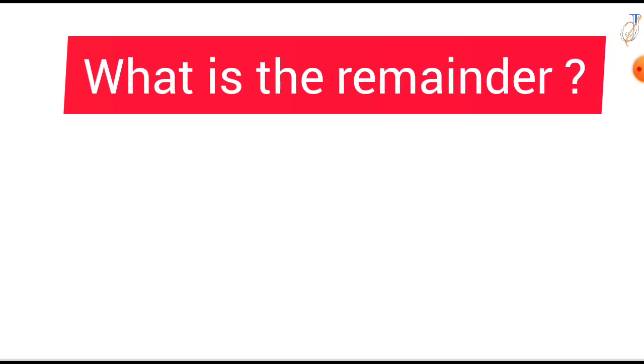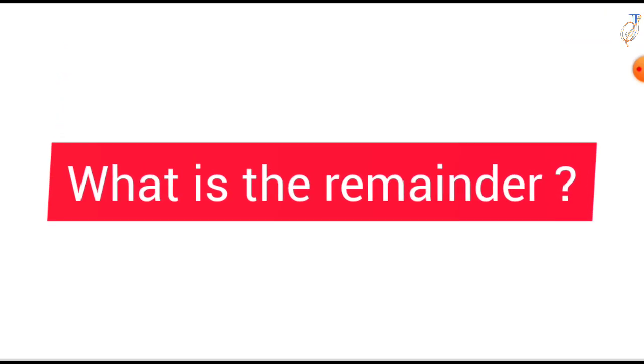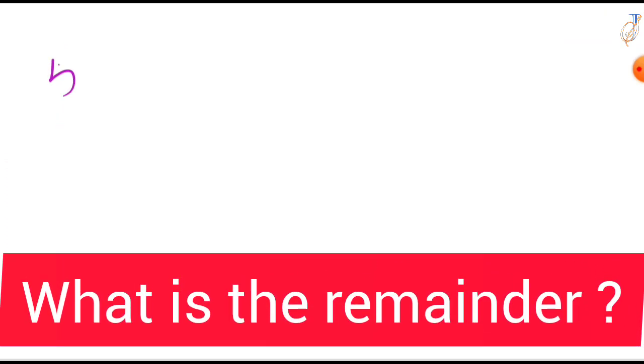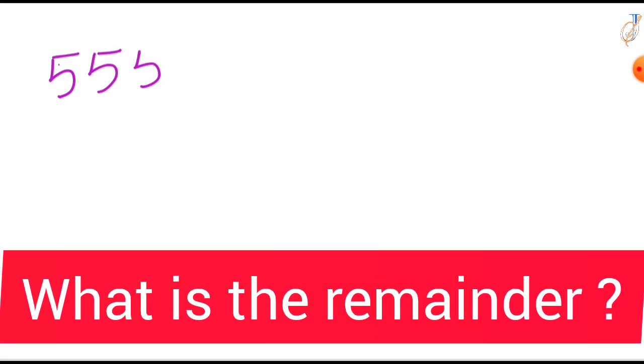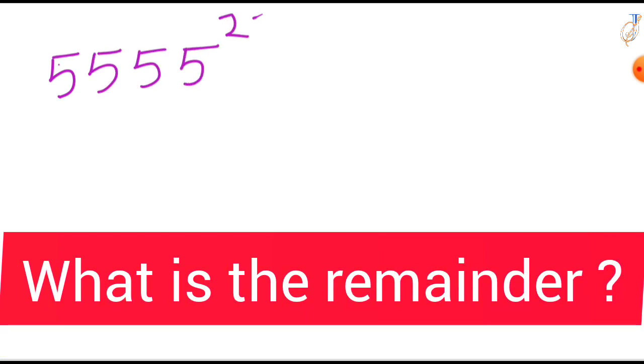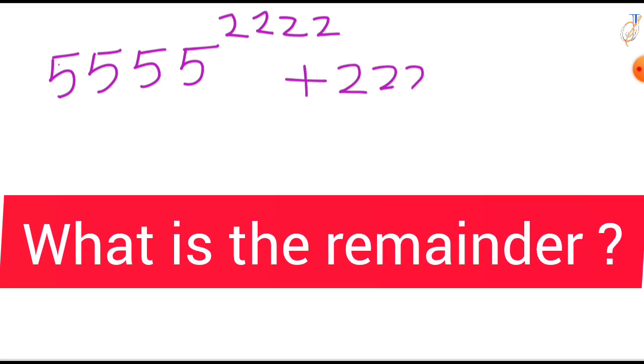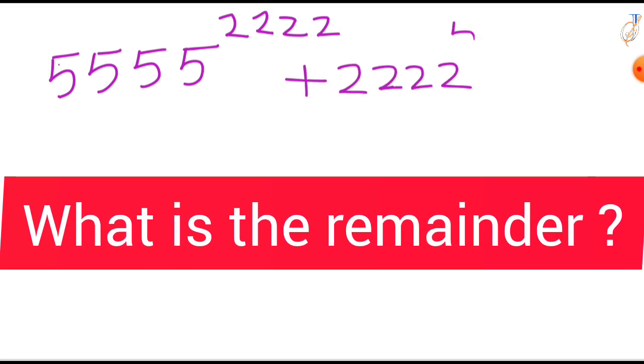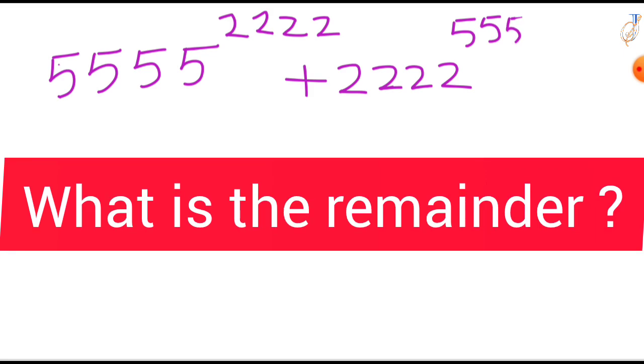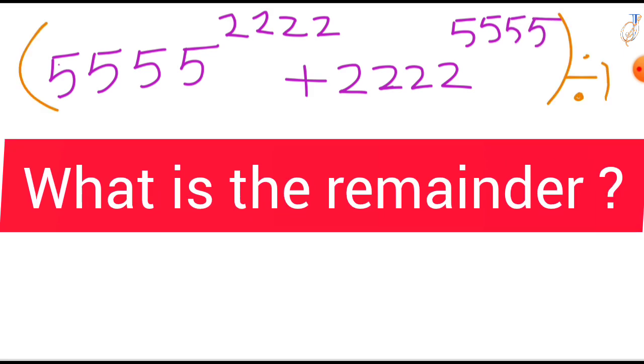Today we are tackling a fascinating division problem, that is, what is the remainder when 5555 raised to the power 2222 plus 2222 raised to the power of 5555 is divided by 7.